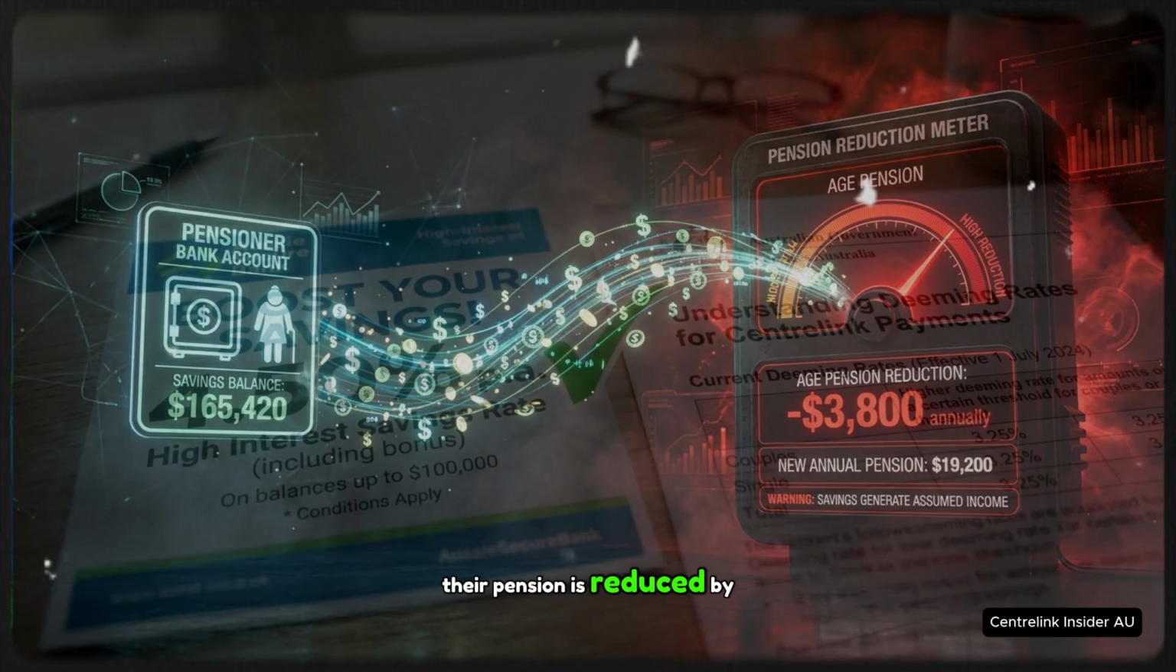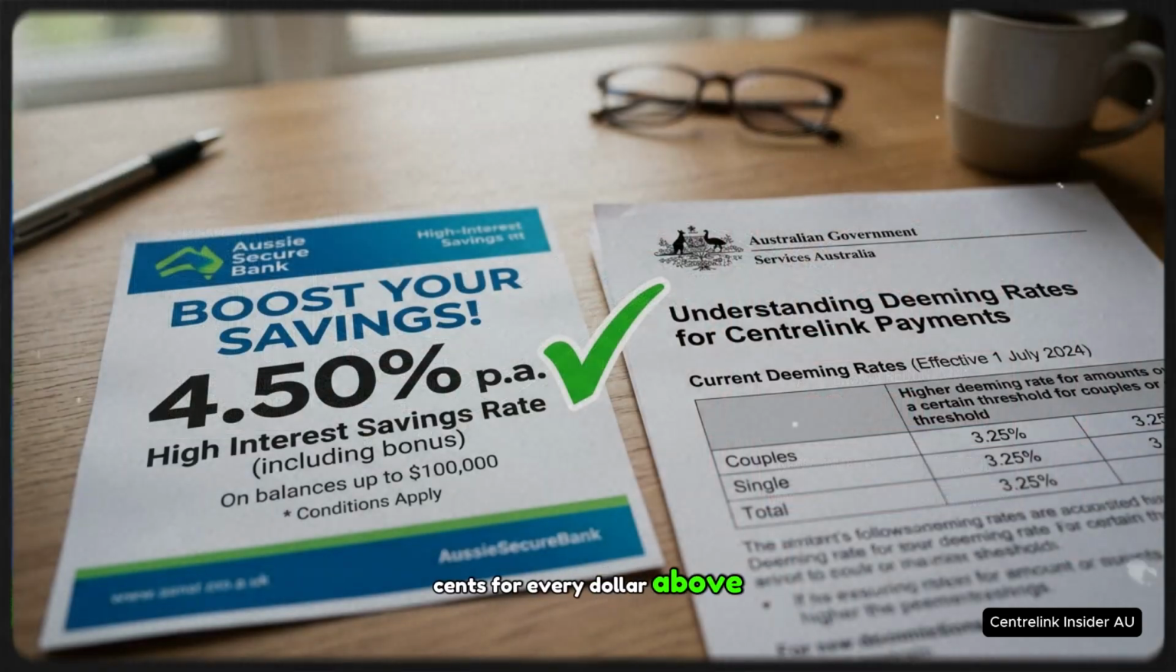Their pension is reduced by 50 cents for every dollar above the threshold, so they lose $85.06 per fortnight in pension, or approximately $2,212 per year. The pension reduction more than quadrupled, from $462 per year before the deeming changed to $2,212 per year after it, purely because the assumed return on their bank account went up, even though their actual bank returns may not have changed at all.